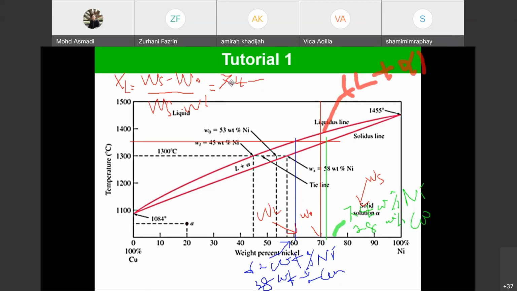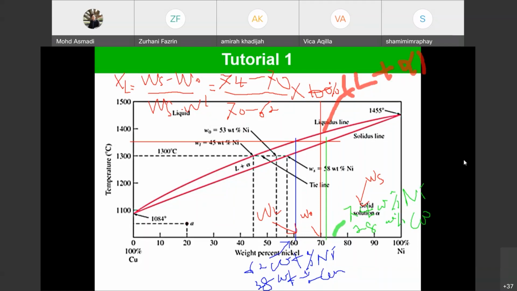Can you calculate this one? 74 minus 70 divided by 74 minus 62, times 100%. Thank you. 33.3%. You can see in the chat box the answer. No need to send privately. Just send to everyone. You have to share with your friends.